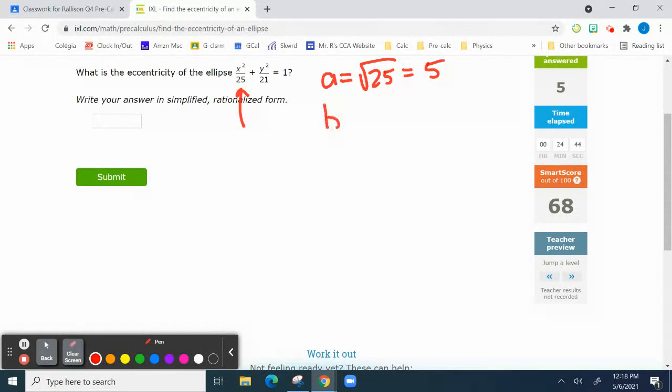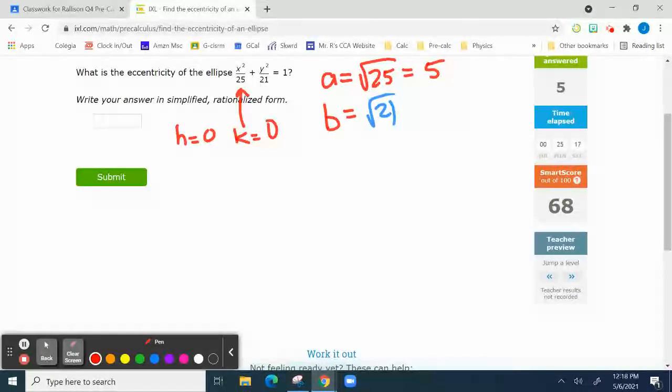What does B equal? B equals, oops, I was going to use blue for B. B equals the square root of 21, which we're just going to leave all by itself because it is what it is. And now we have to find C. And you could sketch this out if you wanted to. You could, what's H and K? Let's just do this real quick. H equals 0 and K equals 0, right?